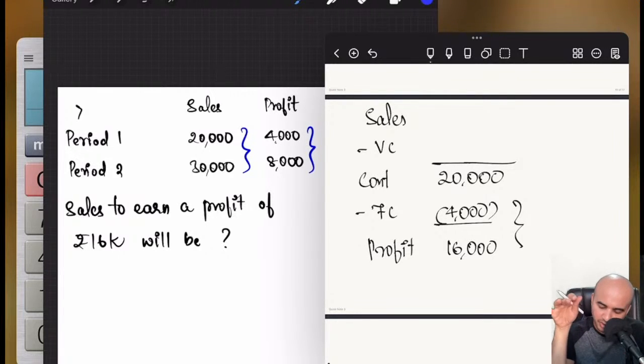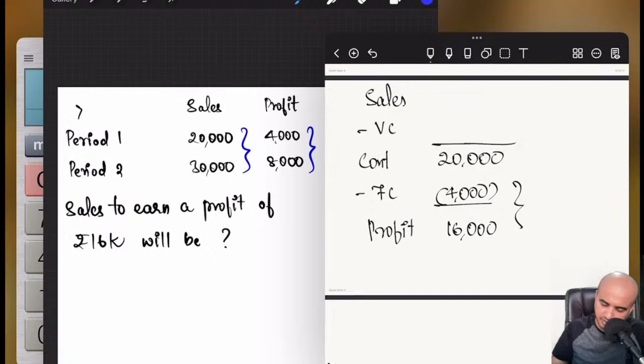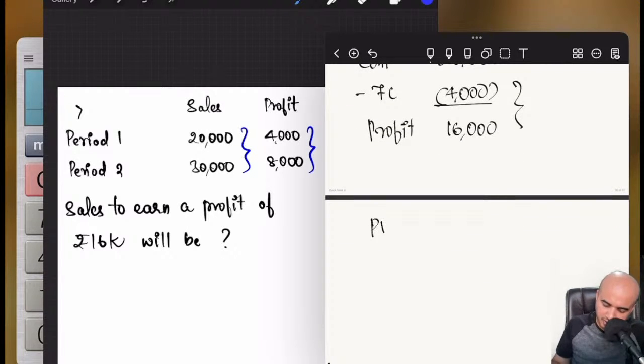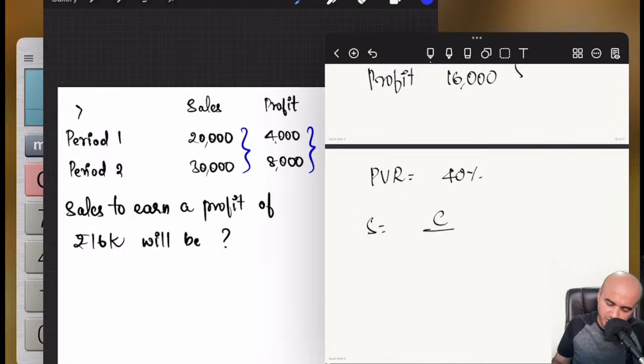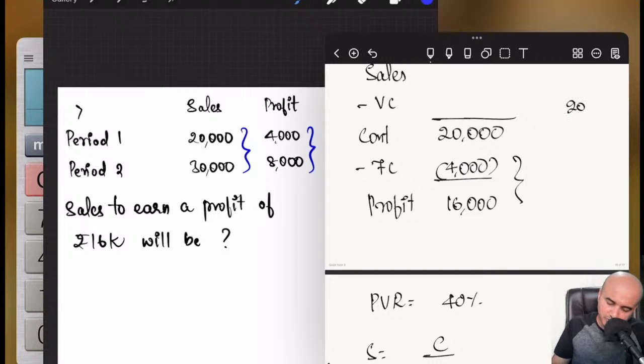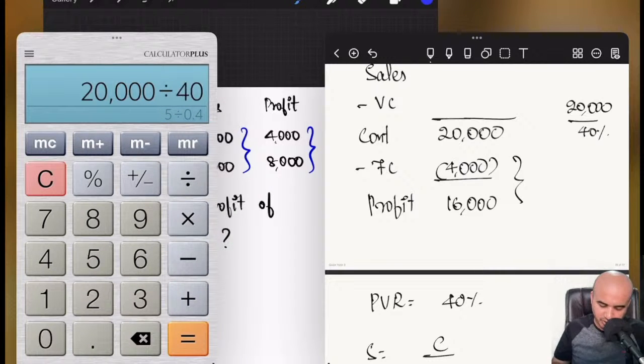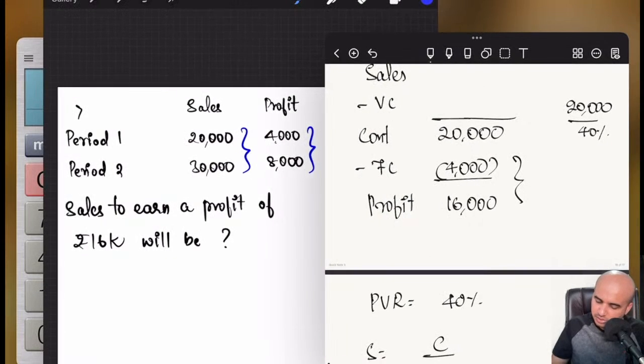If 20,000 is my contribution, we already know the PV ratio. PV ratio in our case is 40%. We calculated it initially using the delta formula. Now to calculate sales, all that we need to do is divide contribution by PV ratio. That's it. So contribution in our case is 20,000. So that 20,000 divided by 40% will give us the sales. So 20,000 divided by 40% would be 50,000. So sales will be 50,000. Minus variable cost, obviously 60%, or the difference here would be 30,000.